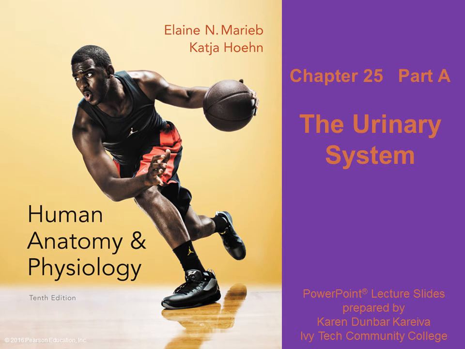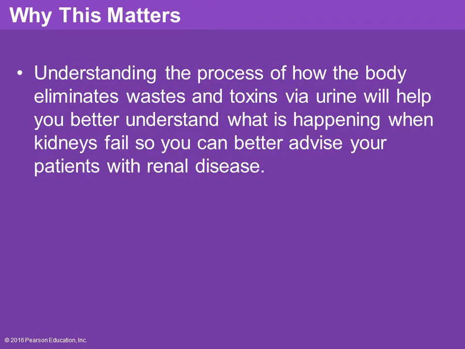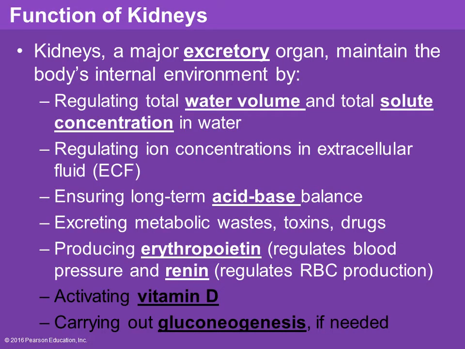This is chapter 25, part A. It's the beginning of looking at the urinary system. We're going to look briefly at the anatomy and then also get into the physiology of the urinary system, which is involved with filtering the blood and eliminating toxins and waste in the production of urine, that it will rid the body of those.